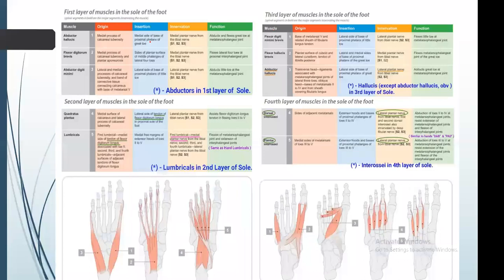Here is another flow chart where you can find the muscles and their origin, insertion, innervations and functions. All the layers of the foot have been described here. You can have a look afterwards after the class.